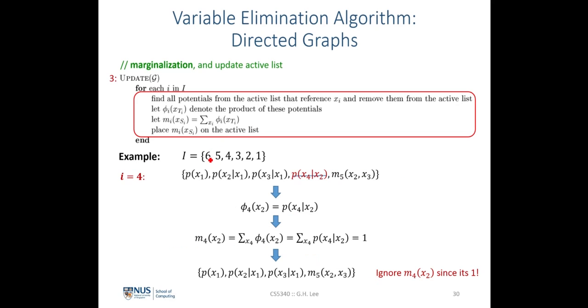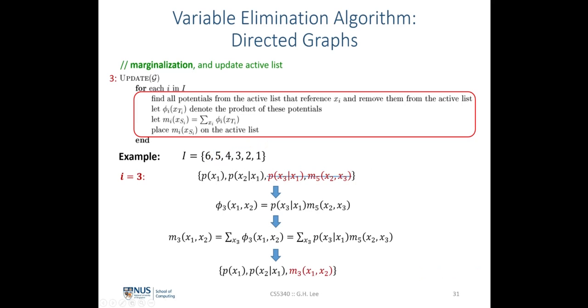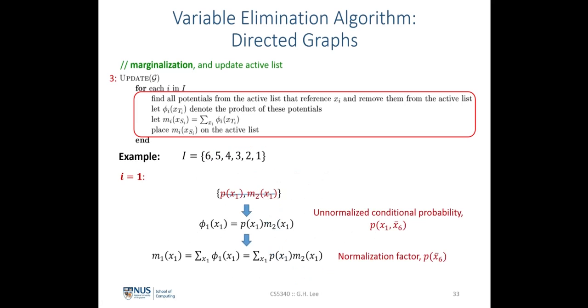After eliminating x6 and x5, we can proceed on to look at x4, x3, x2 and x1. I will not go through these steps here because it's repetitive. We'll remove the potential, form the product, and then marginalize over the desired random variable and put the message back into the active list. And here we can do it over x4, x3, x2 and x1.